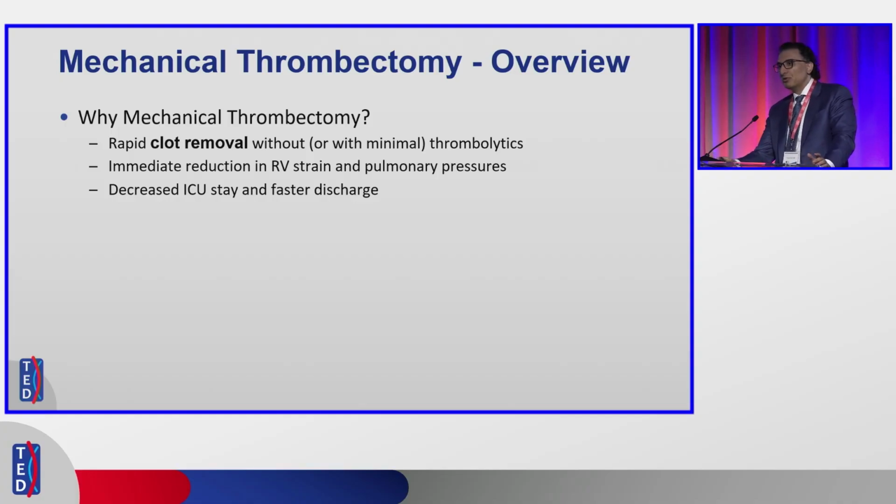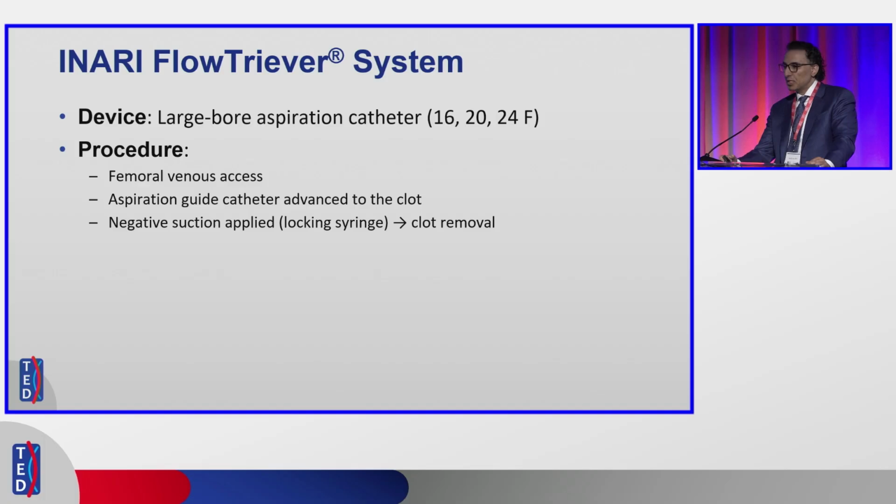Putting in a lytic catheter still has a risk of bleeding, including intracranial hemorrhage, and requires ICU stay and monitoring. So one of the reasons to look at mechanical thrombectomy would be rapid removal of the clot. You wouldn't need thrombolytics, and therefore hopefully get immediate reduction in the RV strain and pulmonary pressures, and maybe an improvement in symptoms right away. Again, the idea being you don't have to be in the ICU getting lytic catheters and having your fibrinogen levels monitored; after the procedure, maybe an overnight stay on a telemetry floor and then discharge the next day.